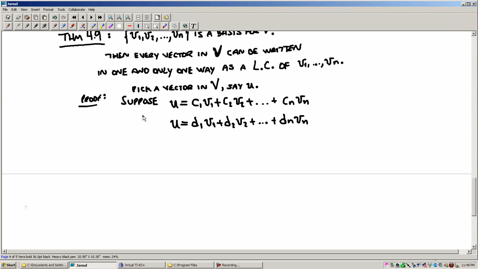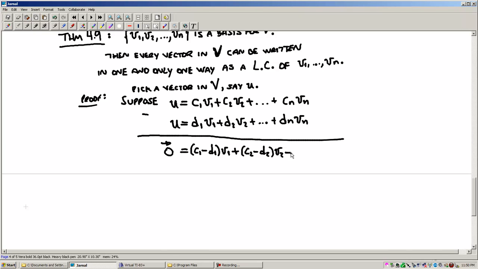Well, now let's subtract these two things. So what do I get? Here I get the zero vector, right? U minus U is the zero vector. Now what happens if I subtract these vectors here? Well, I can factor them out, right? C1 V1 minus D1 V1. If I factor V1 out, I get C1 minus D1 times V1. Same thing with the second terms. That will be C2 minus D2 times V2. And if I keep doing that, then Cn minus Dn times Vn.